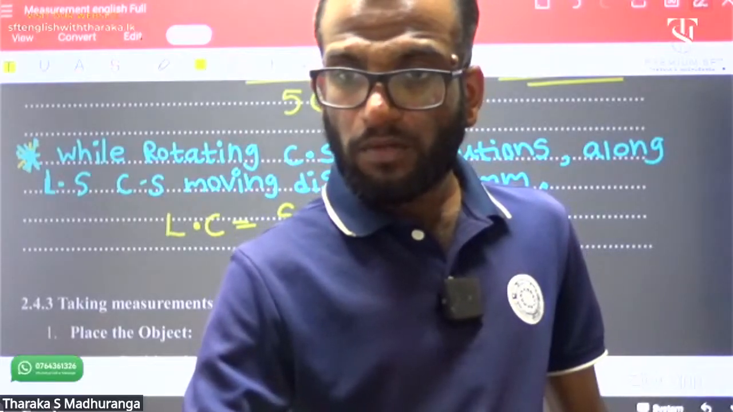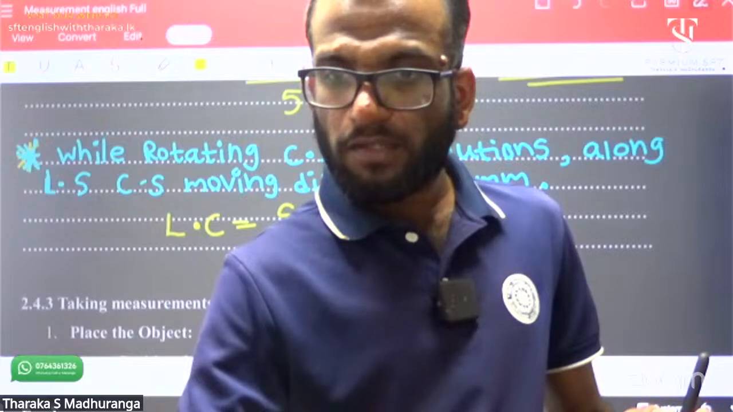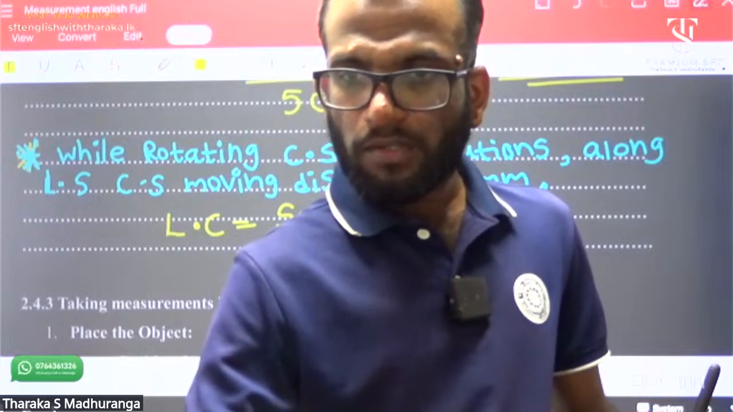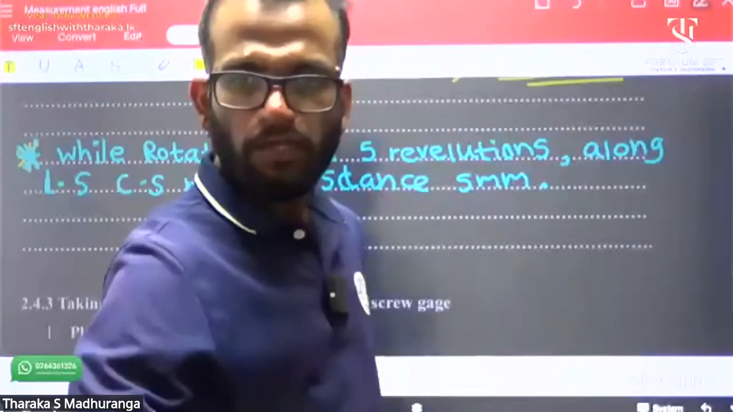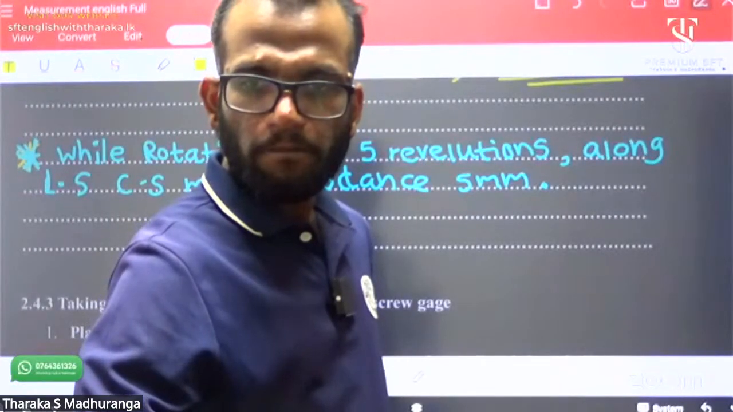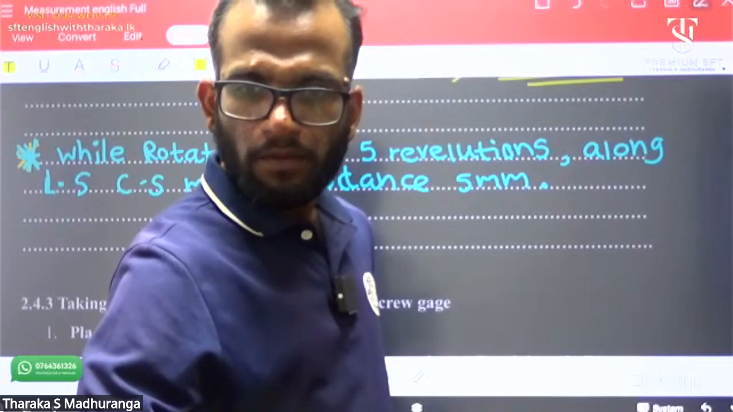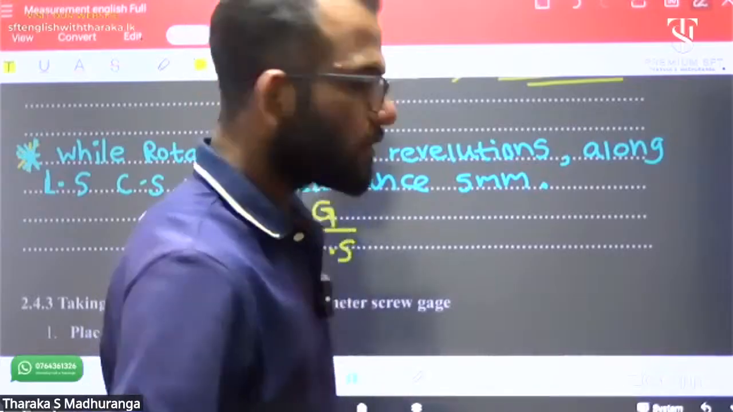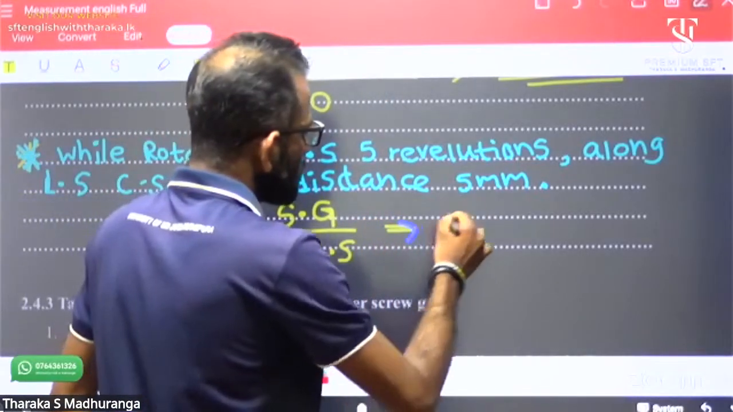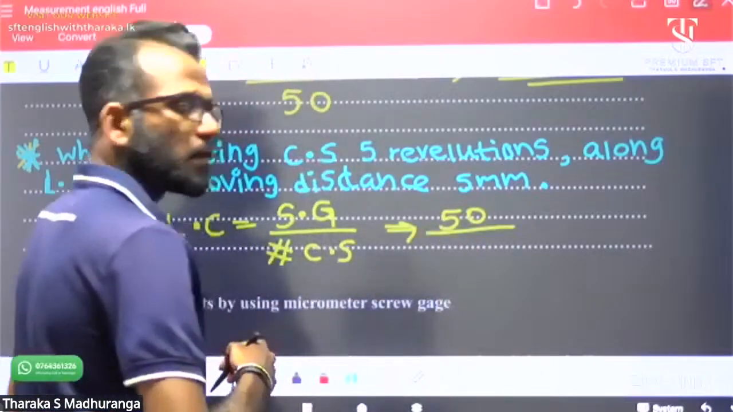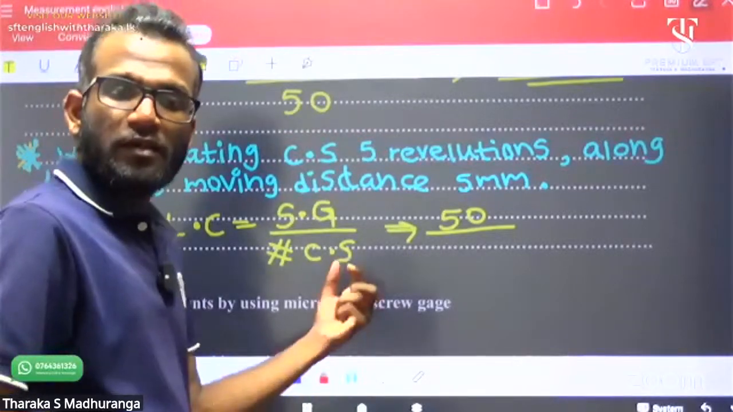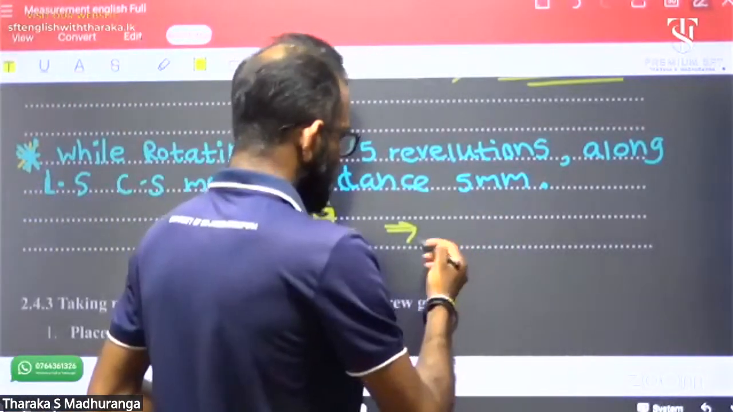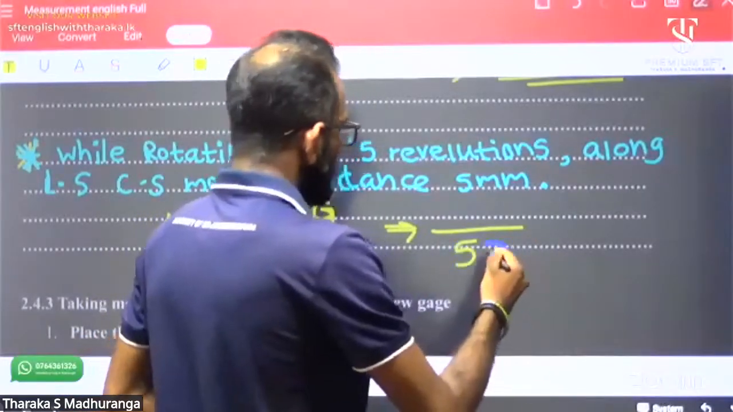Five circular scale parts? No. 50. Circular scale parts, 50. Now correct, yes, it is 50. Circular scale parts, 50. Now what is the screw gap?